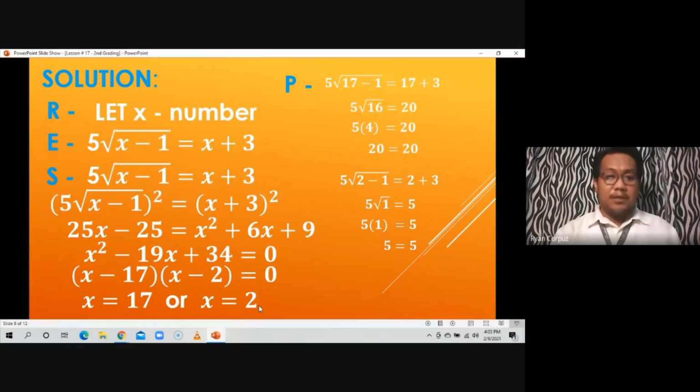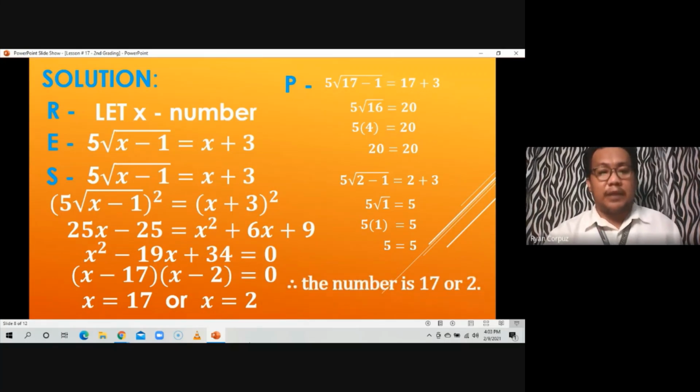So that means since both values of x satisfy the condition in the problem, we can now answer what is asked in the problem. Since we are looking for the number, we can conclude that the number is 17 or 2. Nakuha yung example number 3 na yun? So, ibig sabihin, hindi lang 17 yung satisfy sa condition natin in the problem, but also the number 2. Did you get that? Okay, let's proceed to another example.